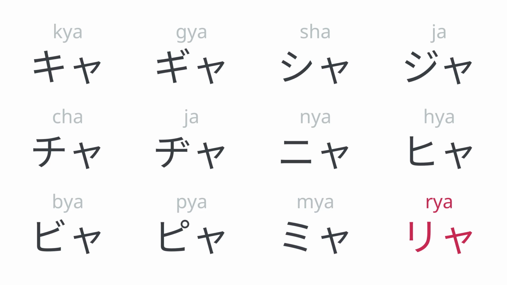rya. シャツ、シャツ、ジャケット、ジャケット、チャイム、チャイム。What is this character?